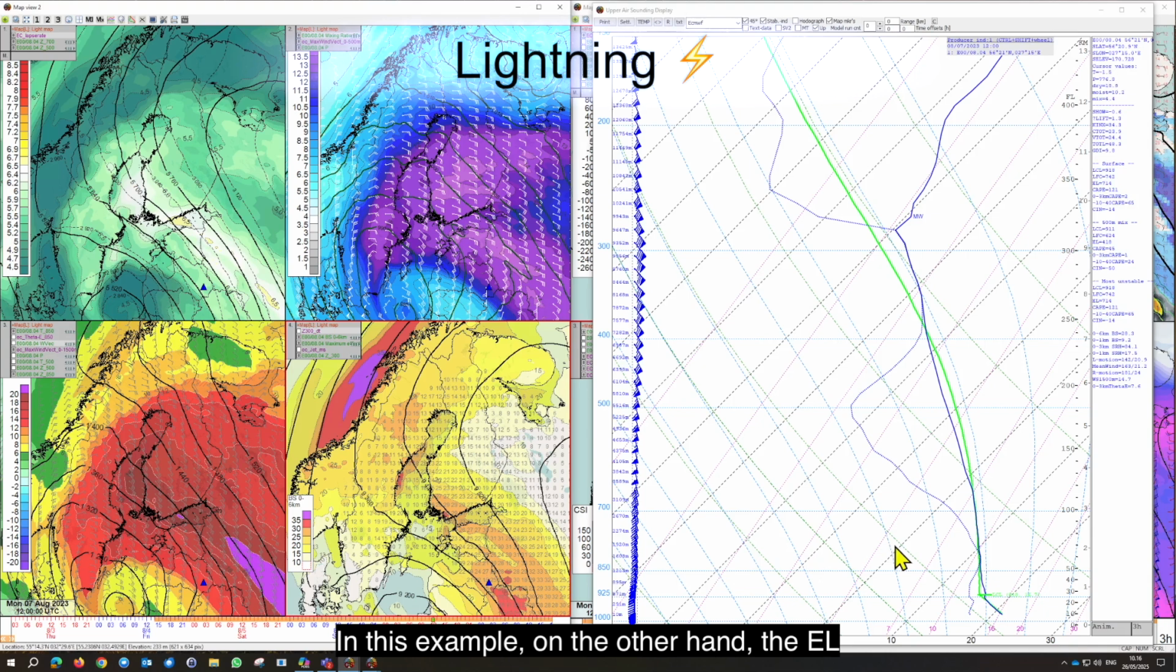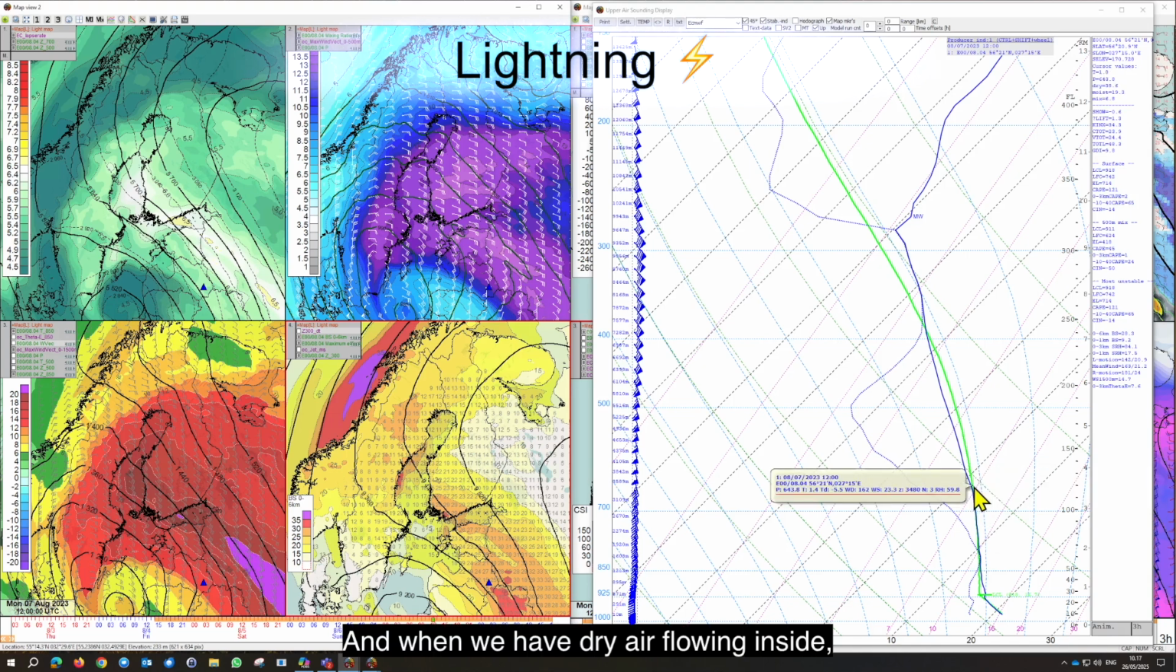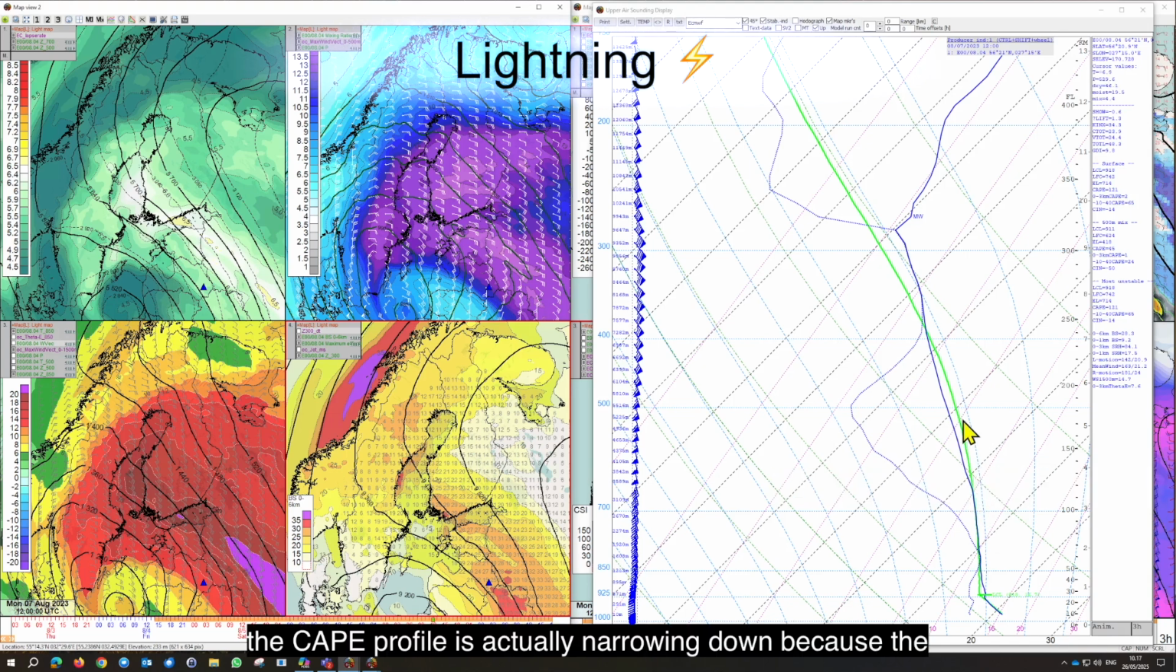In this example, on the other hand, the EL is just barely on the colder side of the -20 degree isotherm. But since it's quite dry, we might have some dry air entrainment, so dry air flowing inside of this convective cloud. And when we have dry air flowing inside, the CAPE profile is actually narrowing down because CAPE is a product of instability and moisture, and if we reduce the moisture content, CAPE is also coming down.